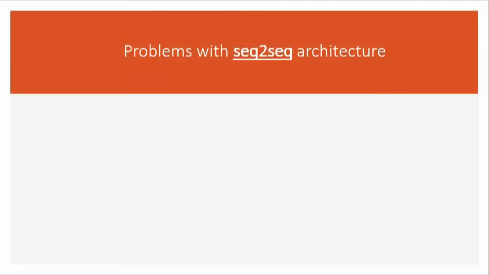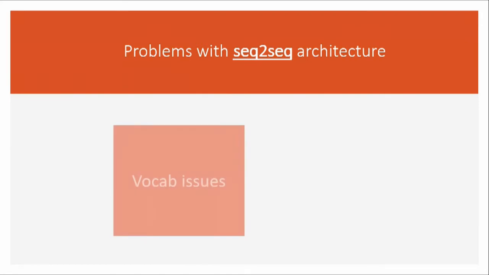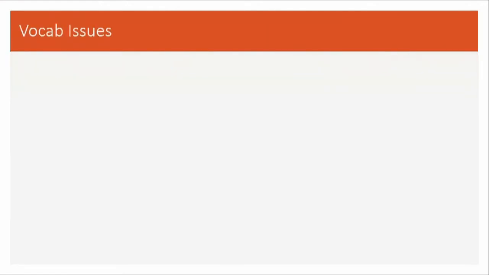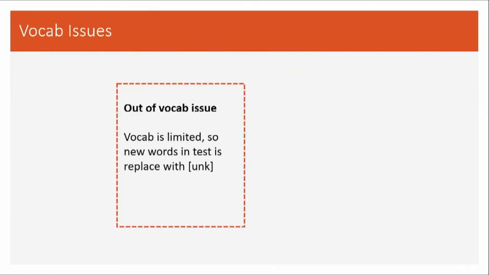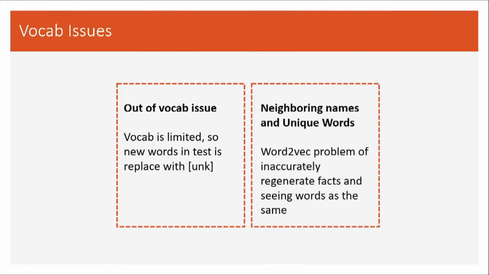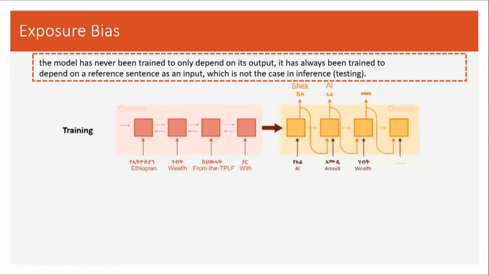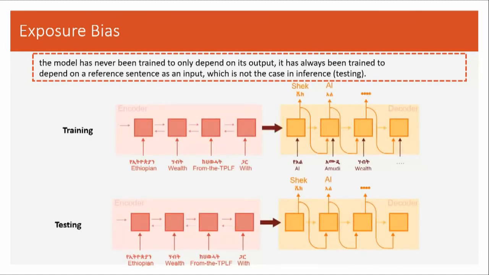However, there are problems that sequence-to-sequence approaches suffer from, namely vocabulary issues from using word-to-vector based models for word embedding and problems called exposure bias. Vocabulary issues come from the fact that the model is only trained on a limited vocabulary, so it is unable to cope with out-of-vocabulary words, while the exposure bias comes from the fact that while training, we provide the model with the reference summary, while in testing, it is not provided.